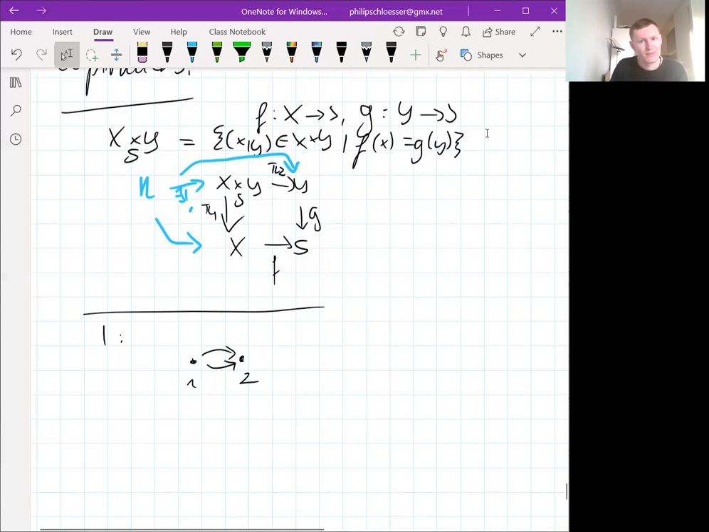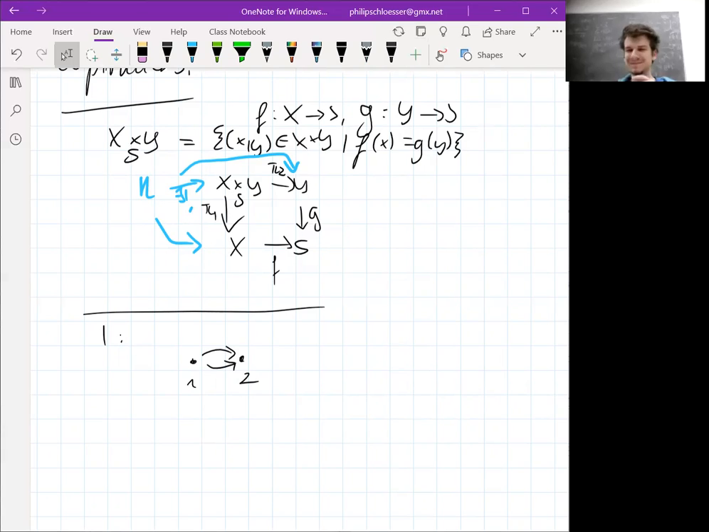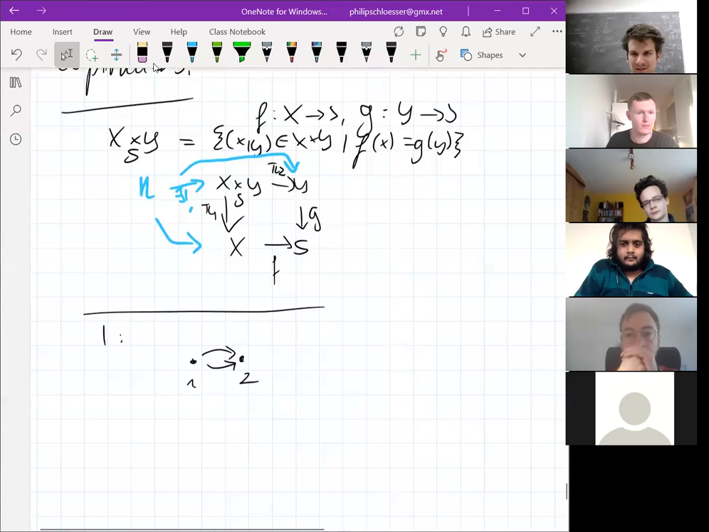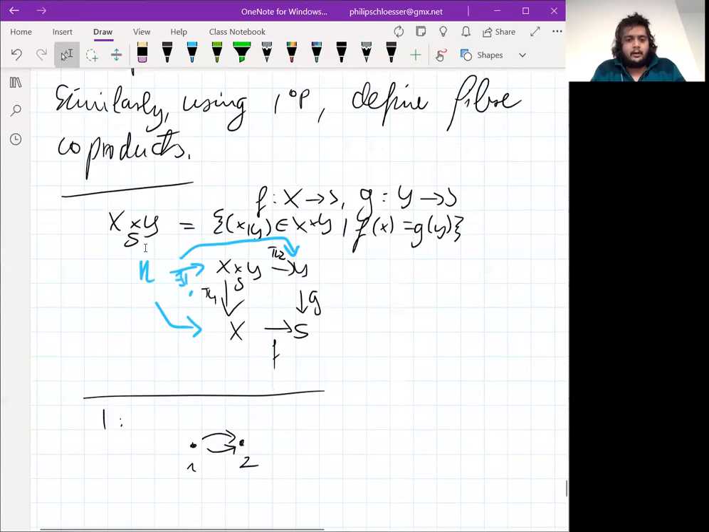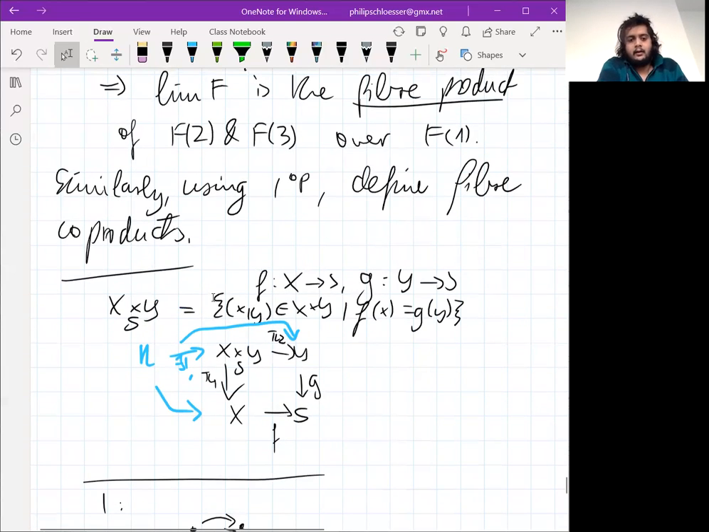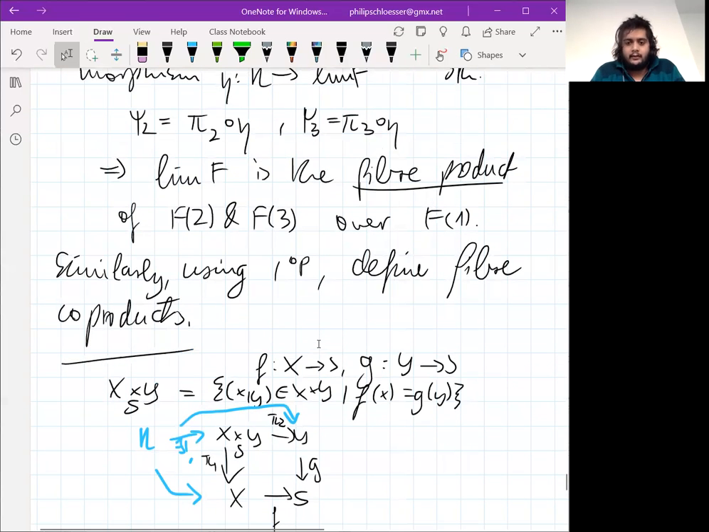Philip, just one question here. You defined all these cones, and the idea is that there will be this limit which will be the terminal point. But how do you determine what it is? For example, here I could have even defined the limit to be N, right? And there will be a unique morphism that goes the other way around too, right? Which one is the fiber product?